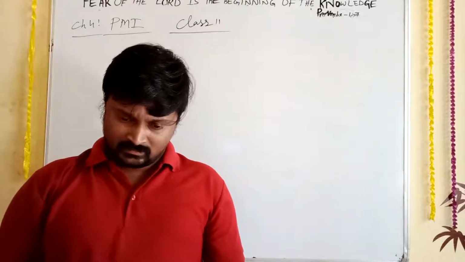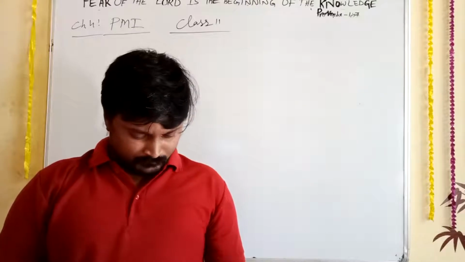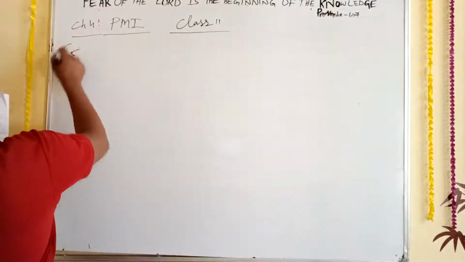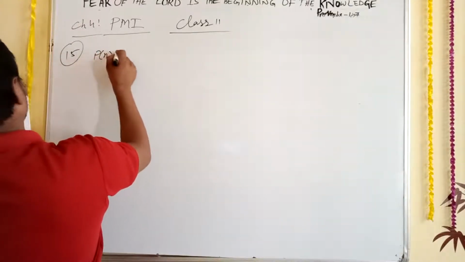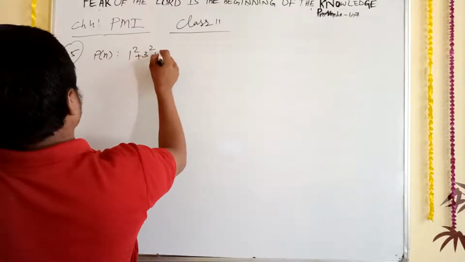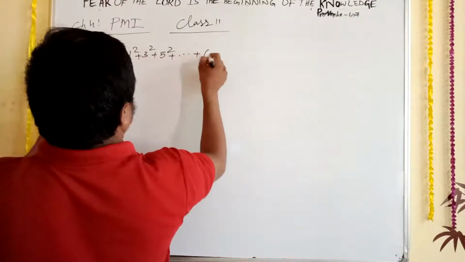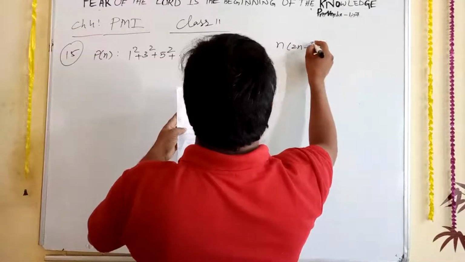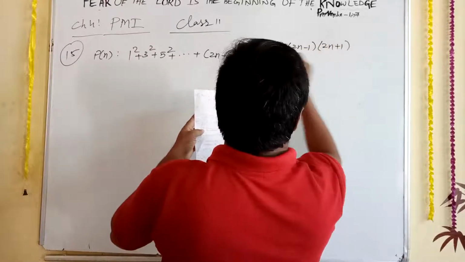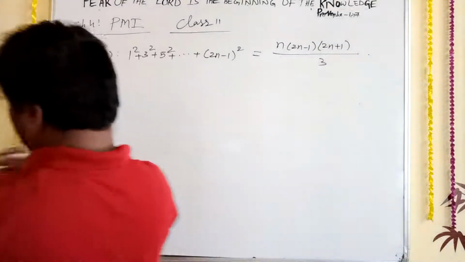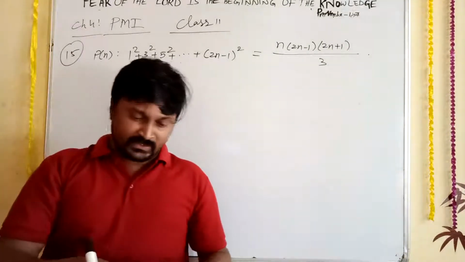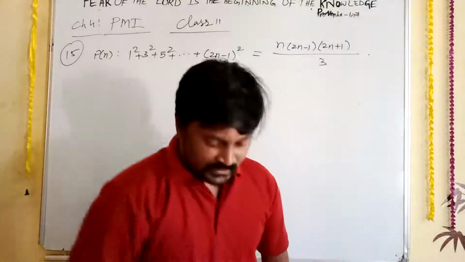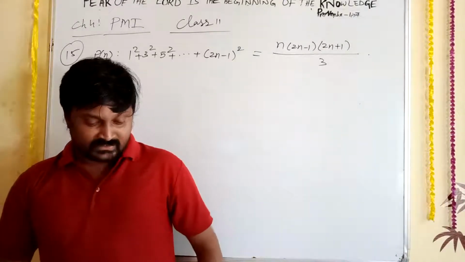So today we are going to discuss the 15th problem: P of n, 1 square plus 3 square plus 5 square and so on plus (2n minus 1) whole square, is equal to n into (2n minus 1) into (2n plus 1) upon 3. So this we are going to discuss today. How to discuss this? You just need to listen now.